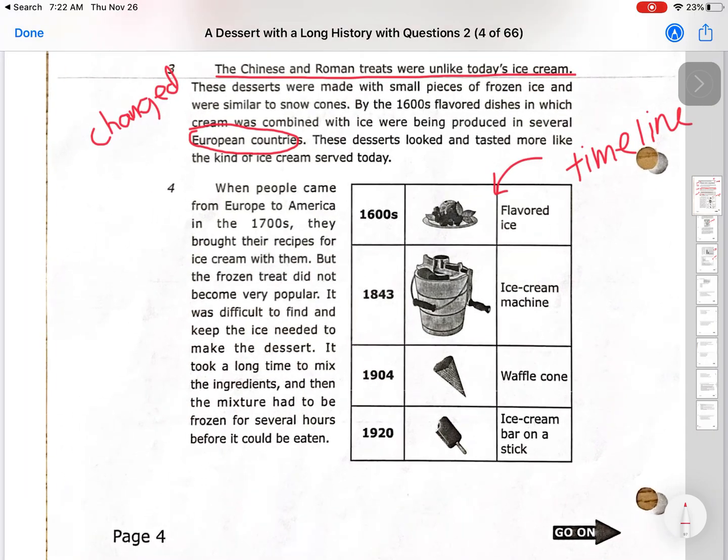When people came from Europe to America in the 1700s, they brought their recipes for ice cream with them.